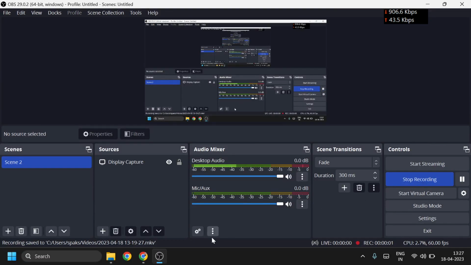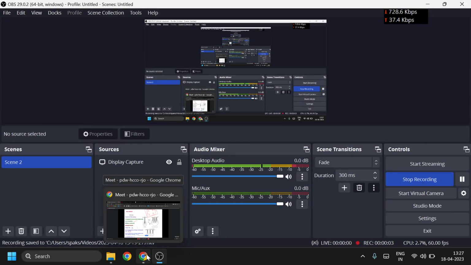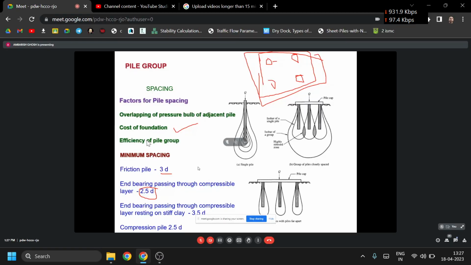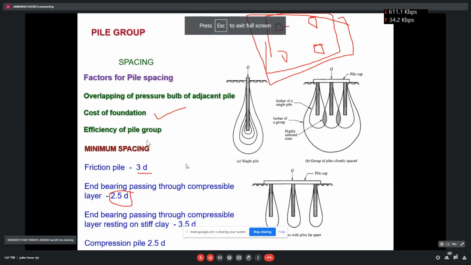Discuss the spacing part. If there is any doubt, you tell me. Someone has asked regarding diameter and all, that you will decide in the beginning before going to the spacing part. Okay, then this is the minimum spacing. And another thing I forgot to tell you, I told the H section also.